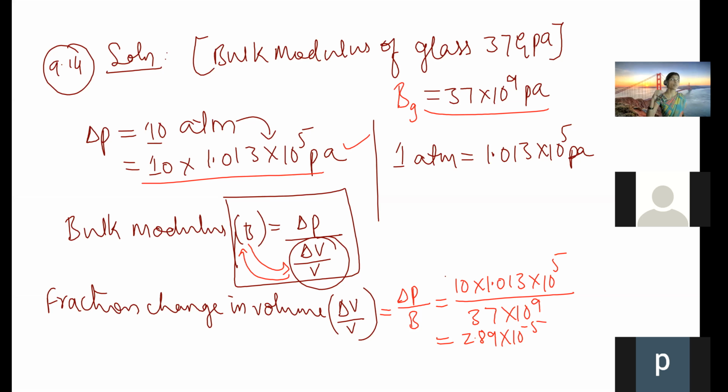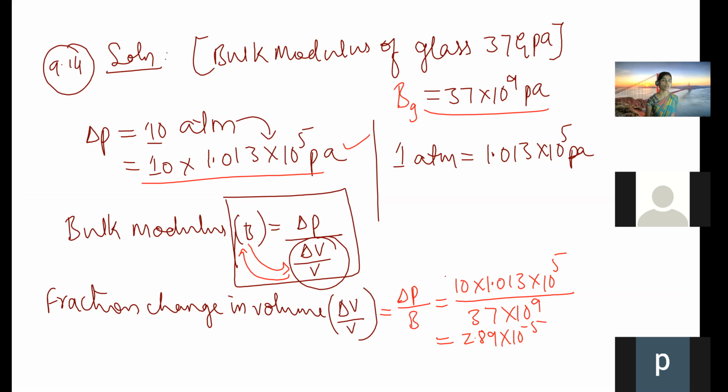And there they have given 10 atmosphere pressure. So that is multiplied by 1 atmospheric value. So 1 atmospheric value is always constant, that is 1.013 into 10 to the power of 5 pascal. Whatever number of atmospheres they give, that is multiplied by 1 atmospheric value. So 1 atmospheric value is always constant, that is 1.013 into 10 to the power of 5 pascal.